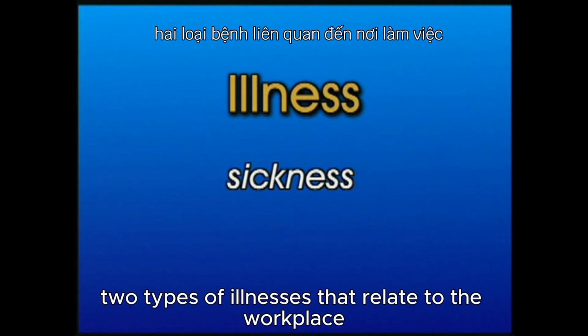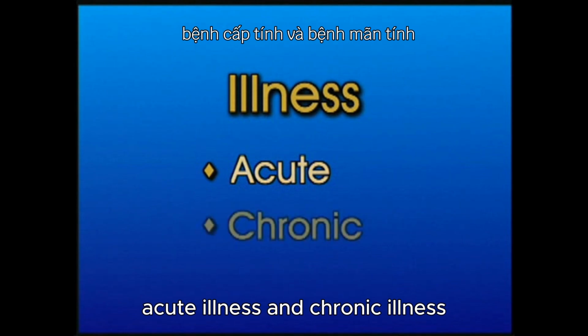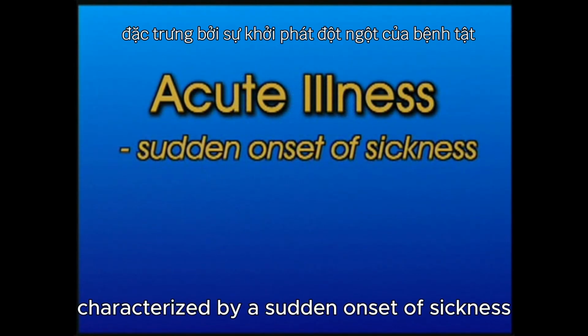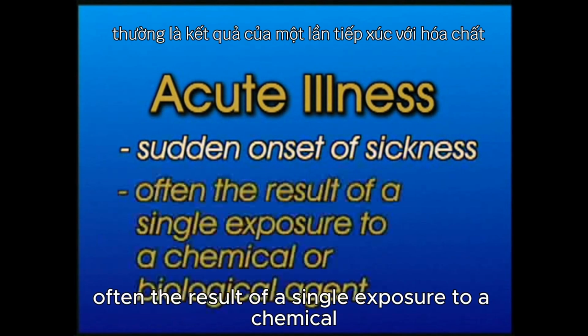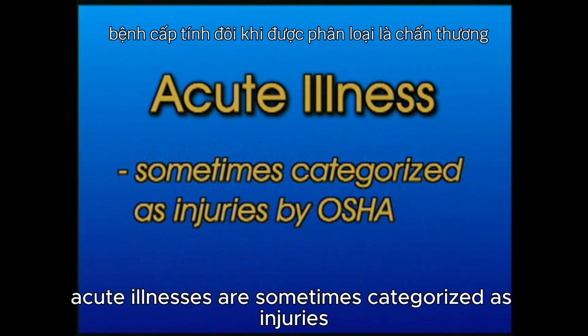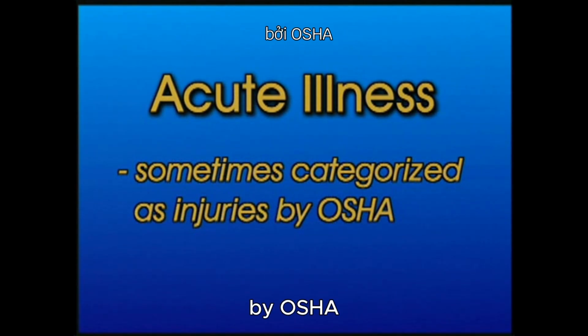There are two types of illnesses that relate to the workplace: acute illness and chronic illness. Acute illness is characterized by a sudden onset of sickness, often the result of a single exposure to a chemical or biological agent. Such acute illnesses are sometimes categorized as injuries by OSHA.